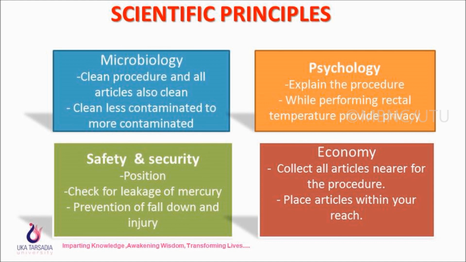Sixth, principle of safety and security. In that first, position. Maintain normal body alignment of the patient and nurse. Second, check for leakage of mercury from the sphygmomanometer and thermometer because mercury causes poisoning to the patient. Third, if the patient is unconscious, raise side rails up to prevent fall and injury.